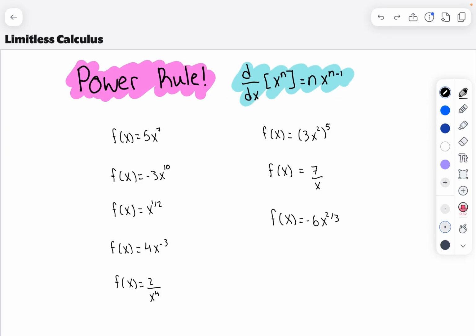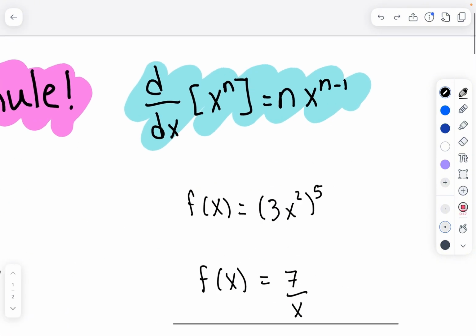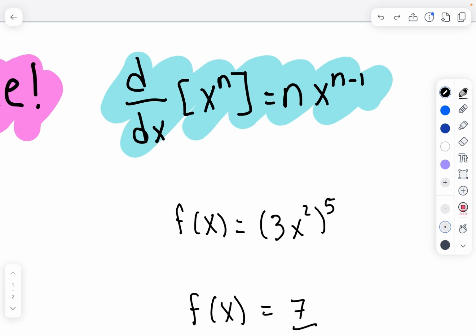Okay, so today on Limitless Calculus, we're going to be going over the power rule for Calculus 1. For the power rule, there's one formula that we have to remember and always follow, which is this formula over here.